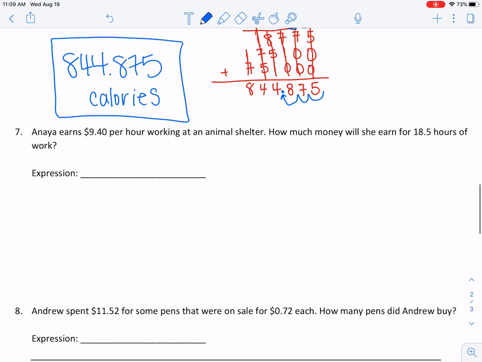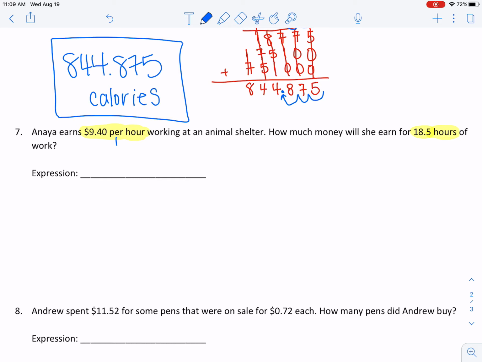All right, number 7. It says, Anaya earns $9.40 per hour working at an animal shelter. How much money will she earn for 18.5 hours of work? So let's highlight some keywords. $9.40 per hour, and she worked 18.5 hours. So if you know that she earned $9.40 per hour, meaning 1 hour, and she worked for 18.5 hours, what would be the total amount of money she earned?